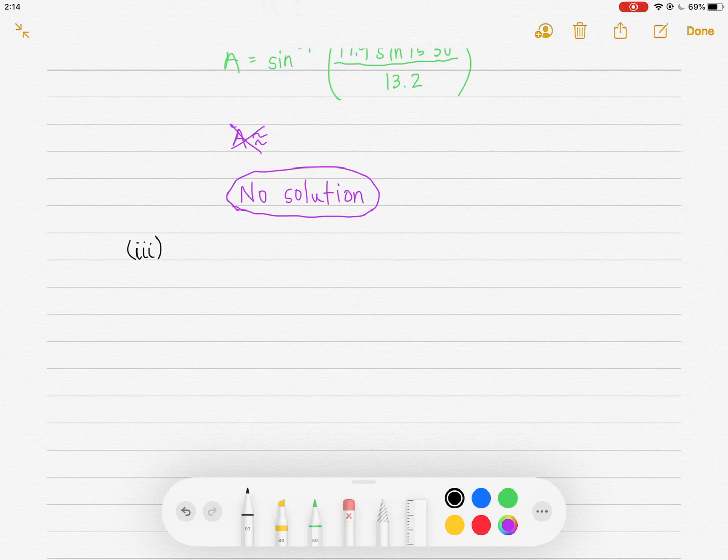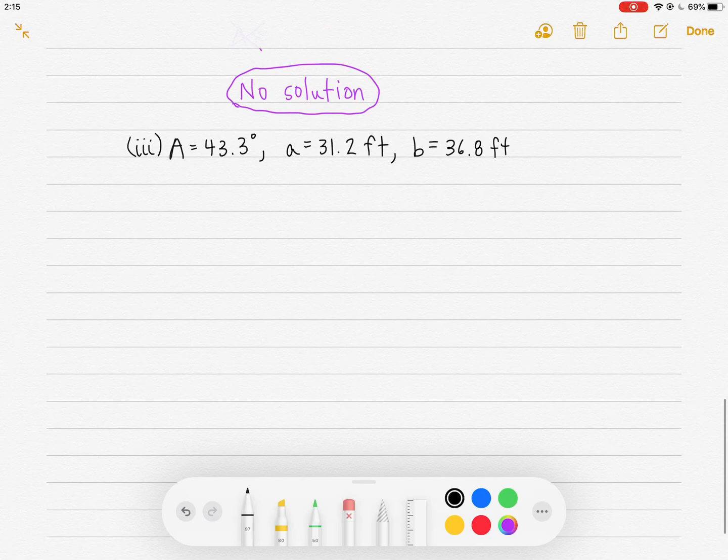Example number 3 is big A equals 43.3 degrees, little a equals 31.2 feet, and little b equals 36.8 feet. Okay, again, you don't have to draw the triangle. I just prefer to in order to do the problems. Makes me feel better. Okay, so big A, big B, big C.